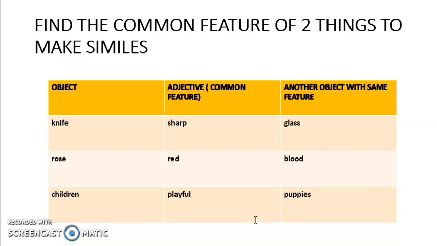So the first rule is choose an object. The second rule, give that particular object an adjective, a describing word. Describe it. Now, once you have described it, think of another object that fulfills the same category. So if you have chosen playful, think of another object that is playful. And once you get an object, just join the words using like or as. So over here I have said my children are playful like puppies. I can also say the rose is red like blood.